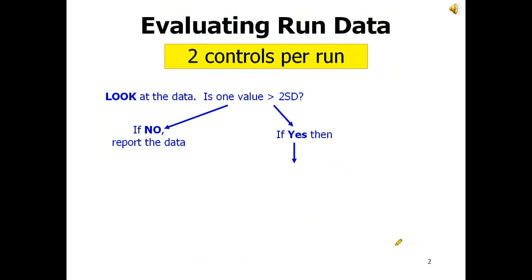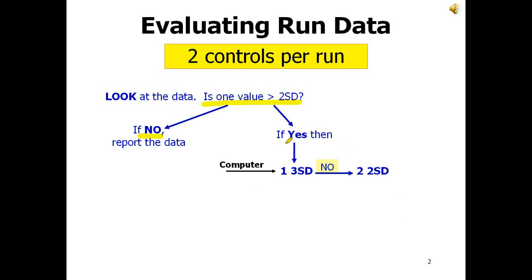So let's go on to the next slide, and here you see kind of the beginning. You look at the data, and in the original system, the question was, is there a value outside 2SD? If the answer is no, then you report the data. Now, that's exactly what Westgard was saying 30 years ago, almost 40 years ago. And my position is that there are still many people who use that as a reject signal. That is cost ineffective, it's frustrating, and in a real sense, it doesn't work.